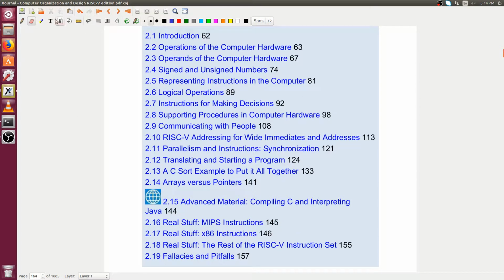So we're going to have a brief introduction on instructions. We'll see what some of the basic operations are that are done with computer hardware. We'll look at the operands. We'll look a little bit at signed and unsigned numbers. That way we understand exactly what's going on when we do arithmetic in the computer.